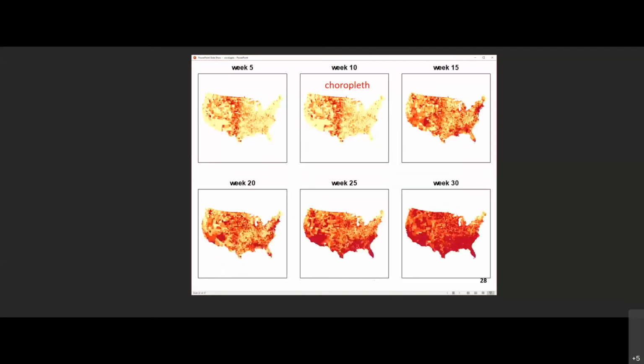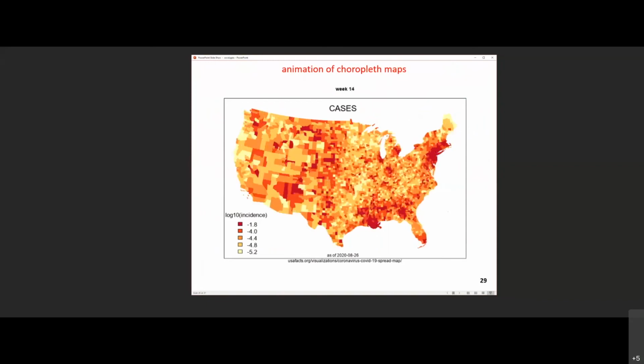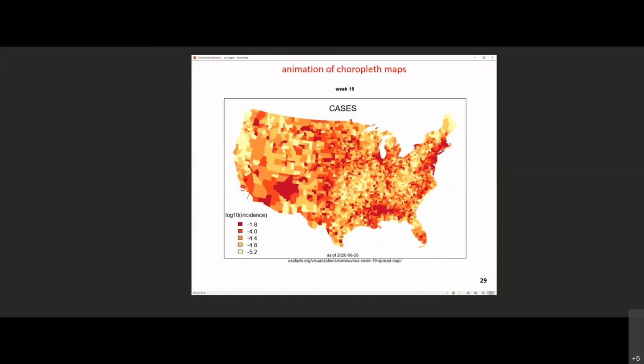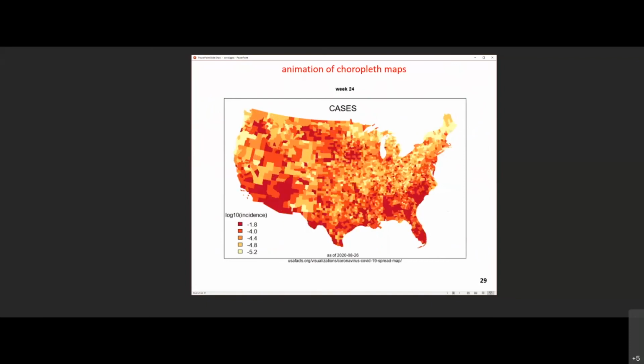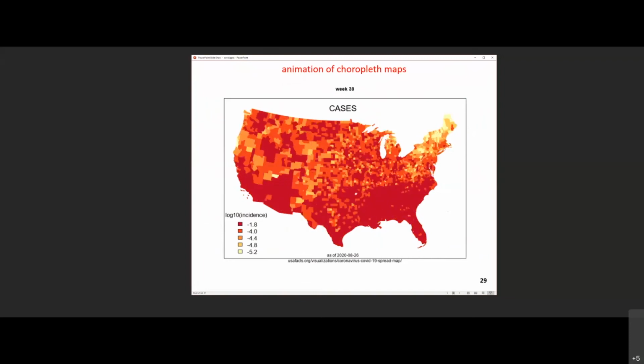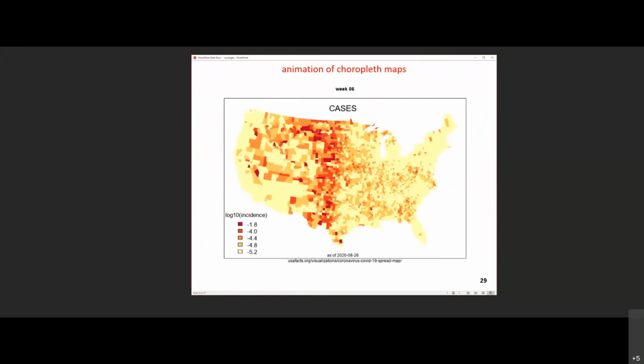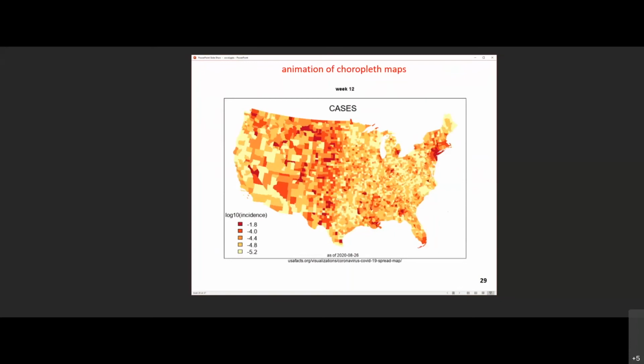So what I've done is I've taken those choropleth data and made it an animation. So here what we're looking at is an animation, week 8, week 9, week 10, 11, 12, and so on through week 33, and back to week 5. So that's the animation I intended to do in preparation for my final animation.